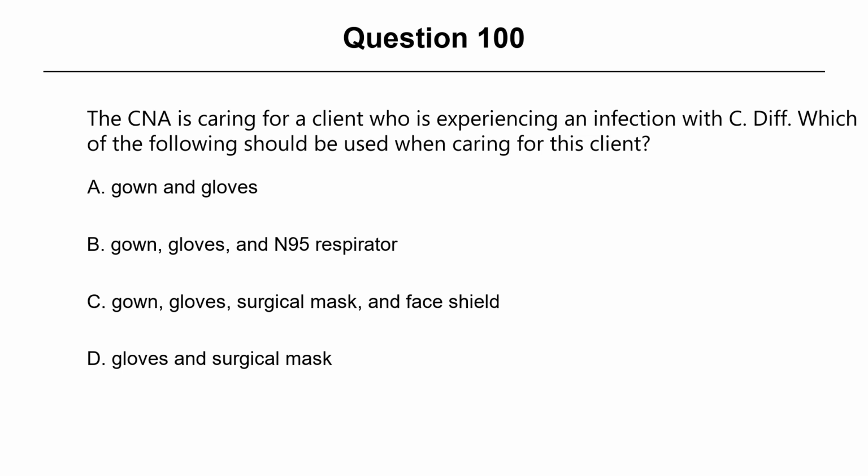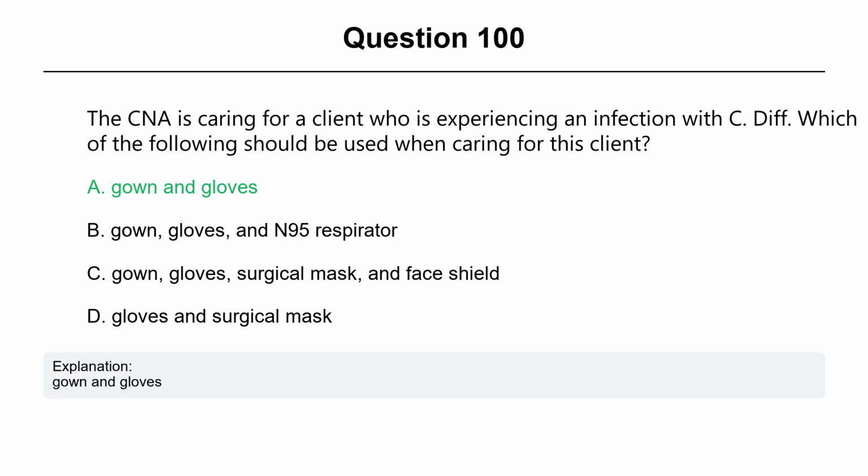Which of the following should be used when caring for this client? Option A, gown and gloves. Option B, gown, gloves, and N95 respirator. Option C, gown, gloves, surgical mask, and face shield. Option D, gloves and surgical mask. The correct answer is option A, gown and gloves. Gown and gloves.